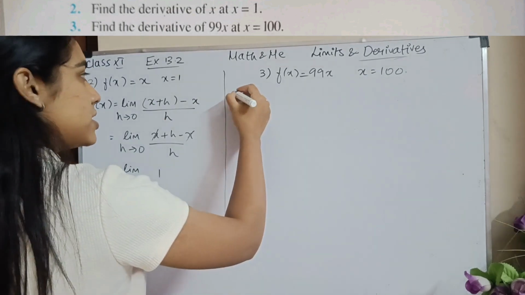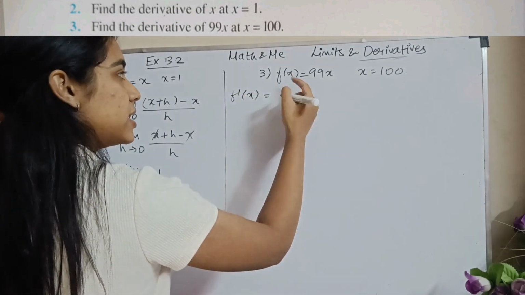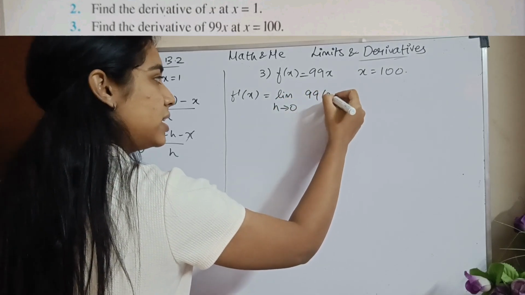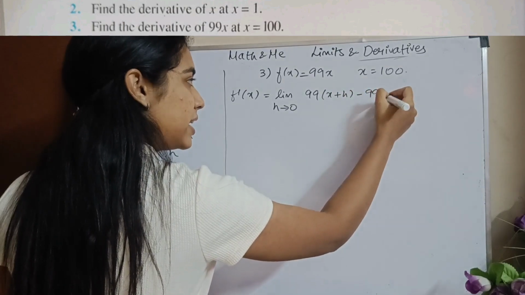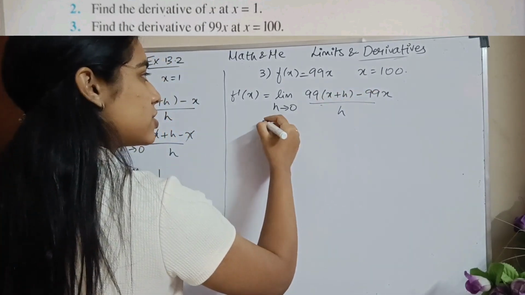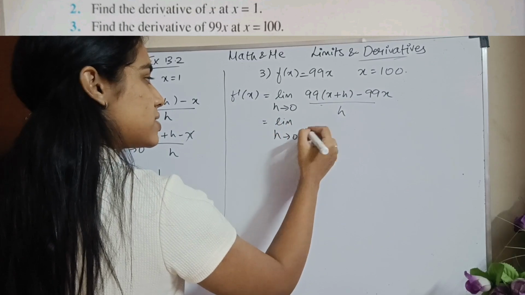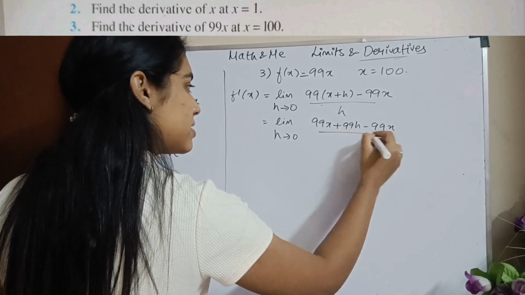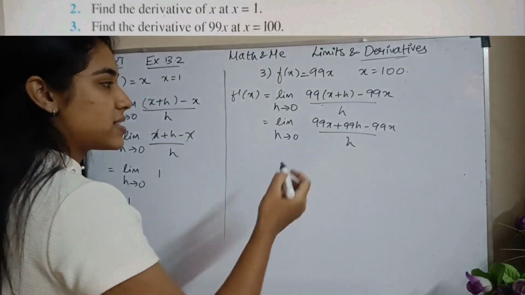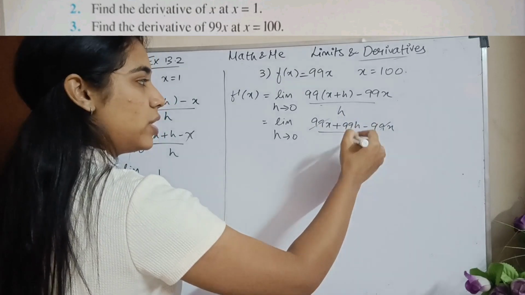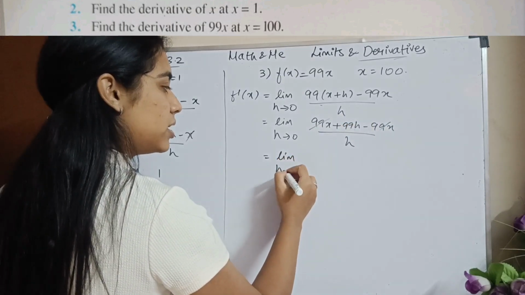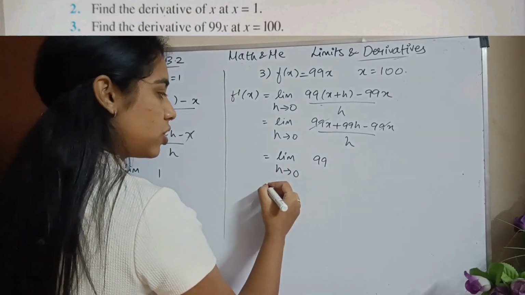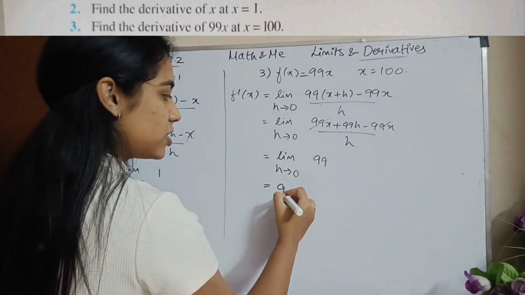f of x is given. So I need f dash of x, which is f of x plus h. The limit as h tends to 0 of 99 times x plus h, minus 99x, which is f of x, divided by h. So I have the limit as h tends to 0 of 99x plus 99h minus 99x, divided by h. You have to make sure that the x terms get cancelled maximum. Okay? So this cancels, and the h and the h will get cancelled. So I'll have the limit as h tends to 0 of 99. 99 is a constant which is not dependent on h, not dependent on the limit variable. So once 99 comes outside, it will be this.